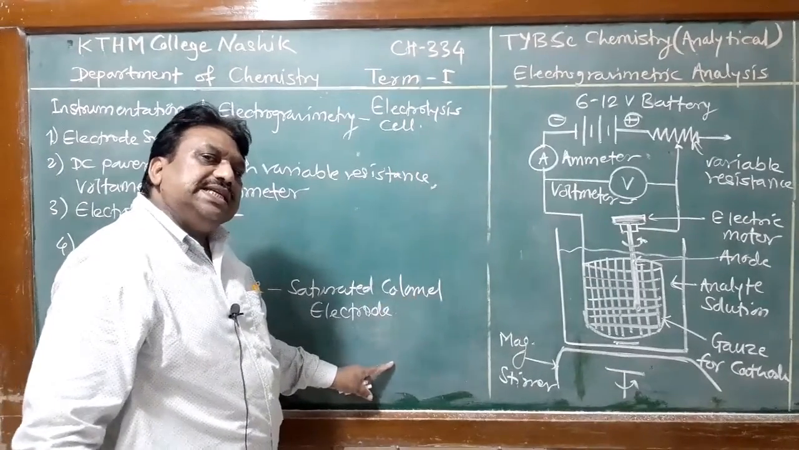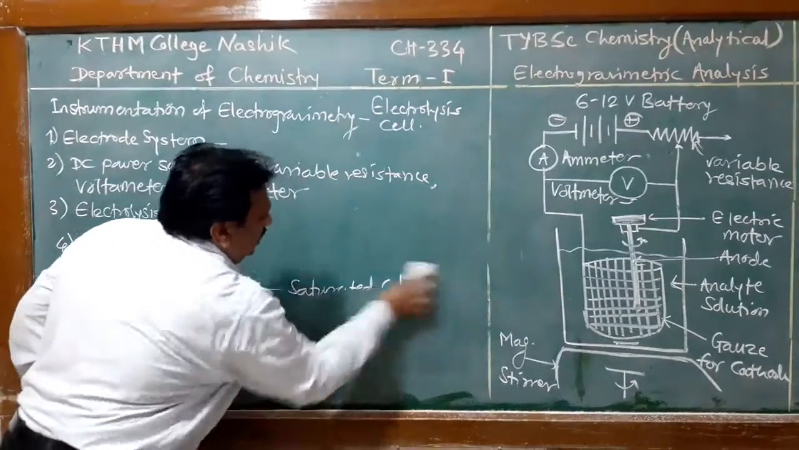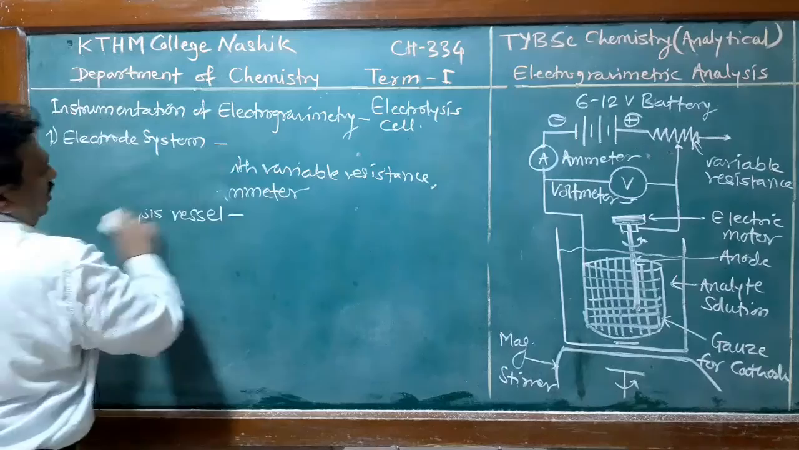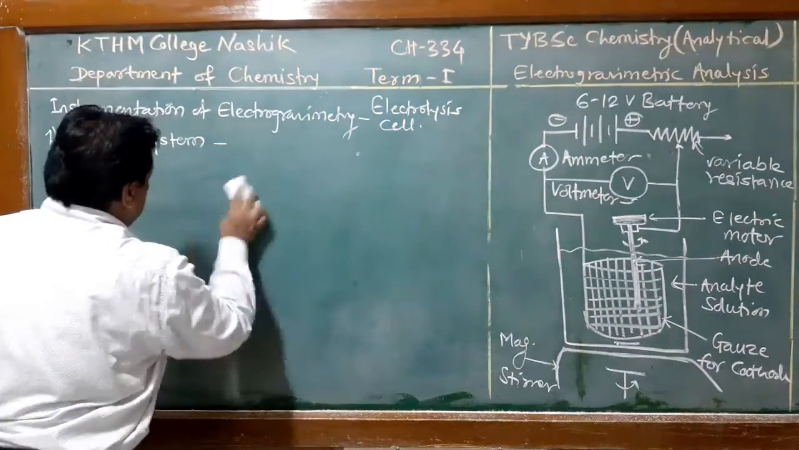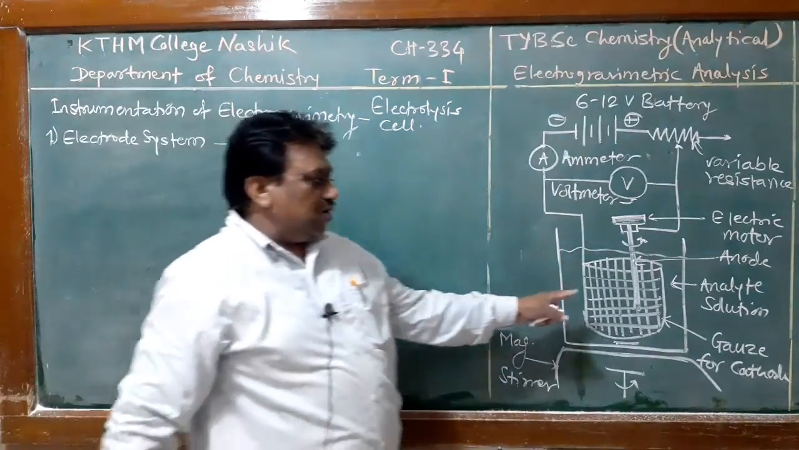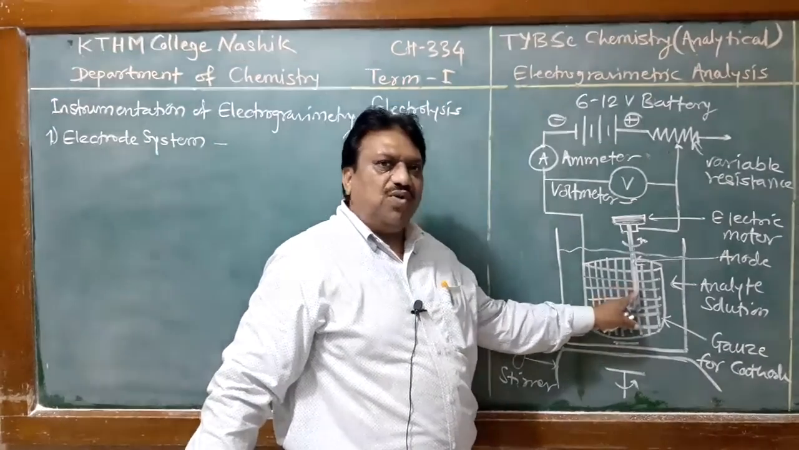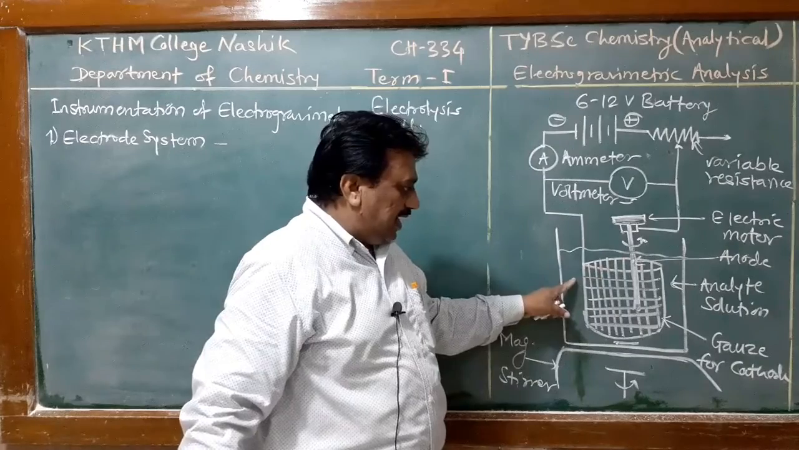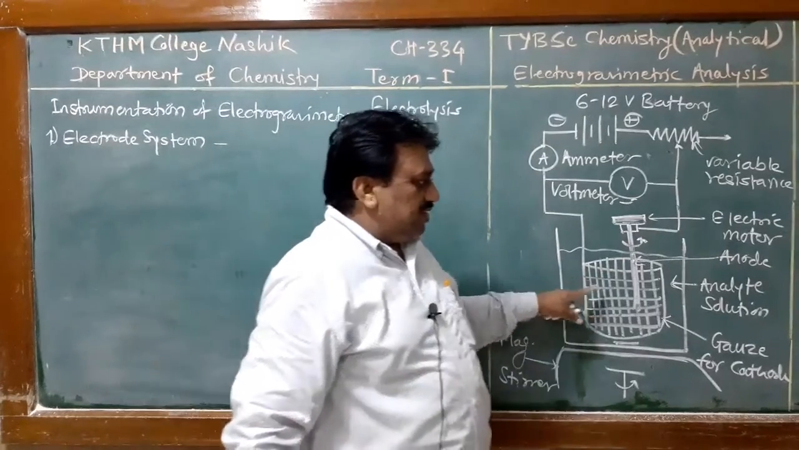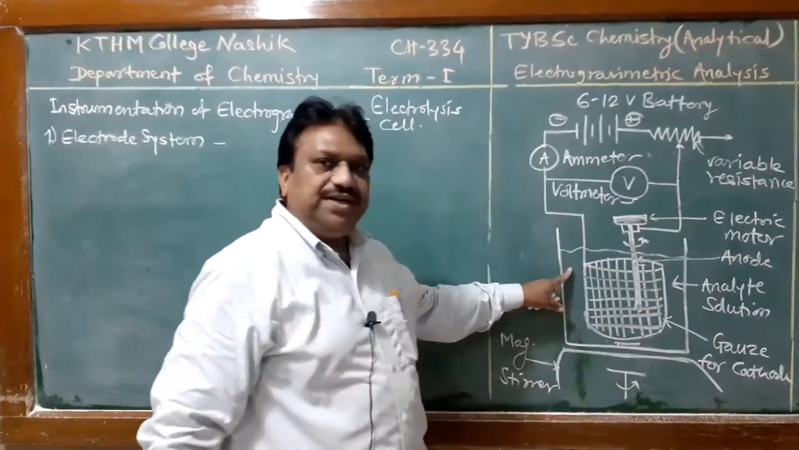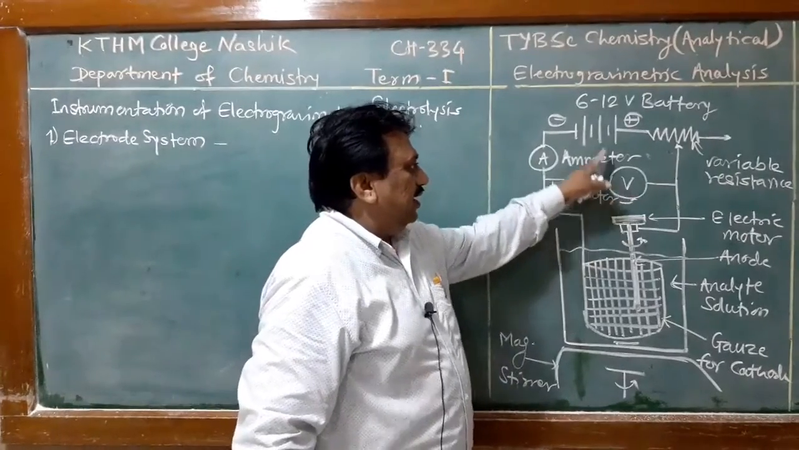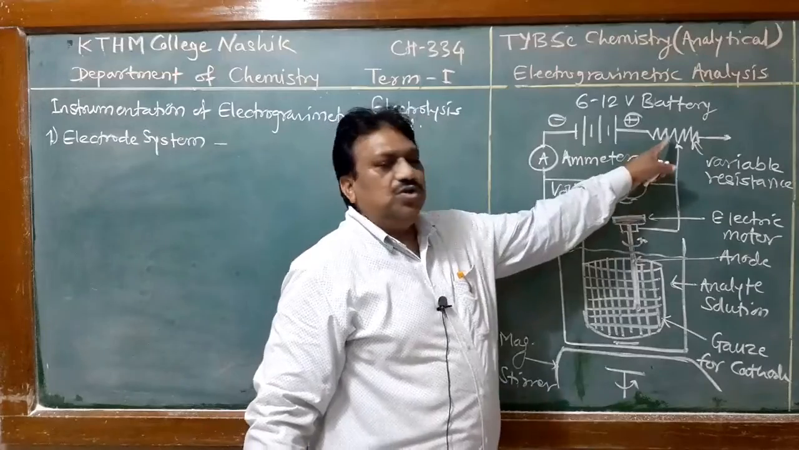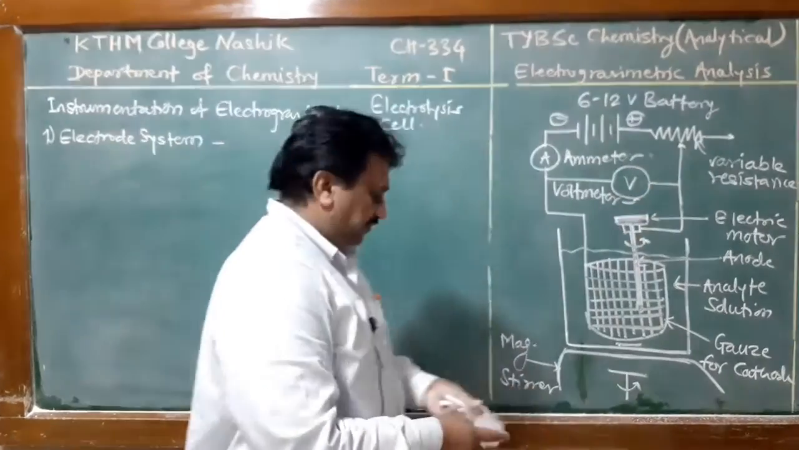Students, now we discuss in detail each component which is involved in the electrolysis cell. The electrolysis cell consists of a gauze form cathode and a wire form anode. Both electrodes are dipped in an analyte solution which is held by a tall form beaker, and here a DC power supply is connected across these two electrodes through variable resistance.